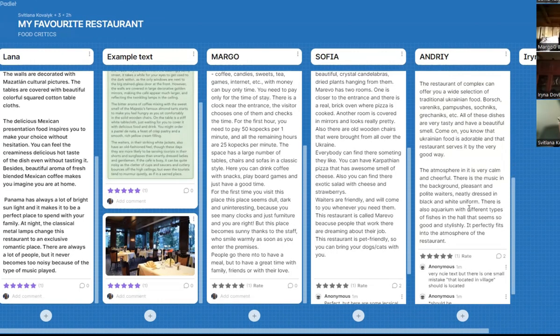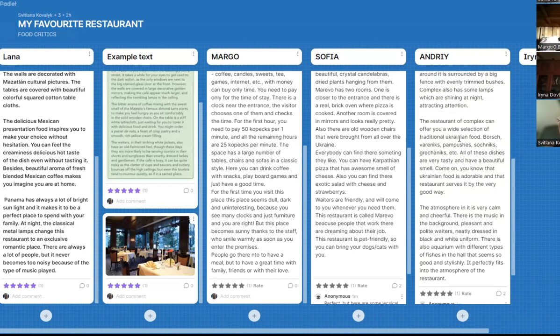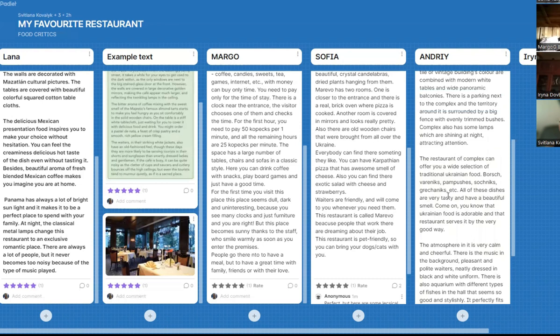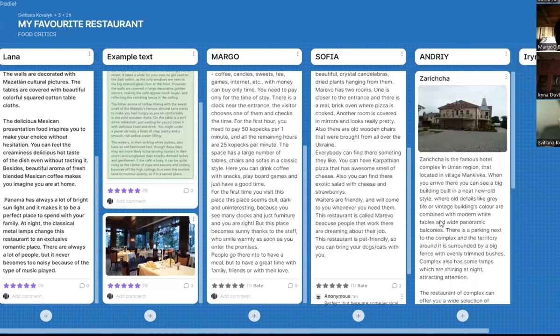Okay, so the first criterion is about three paragraphs, and then also there are some words that are related to senses. For example, all of these dishes are very tasty and have a beautiful smell.